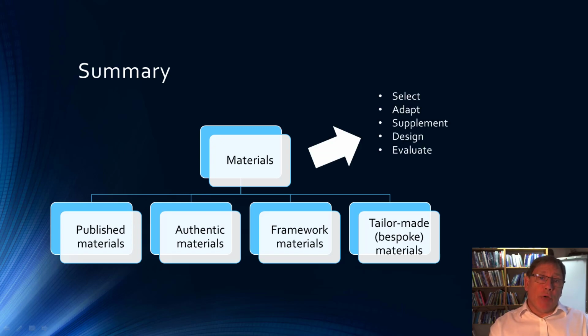When we get into the real world of business English, of course, what we need to be able to do is not just know and differentiate between the 4 types, but we need to know about how to select the right materials, how to adapt where necessary, how to supplement or add to these materials, how to design materials where necessary, and of course, how to evaluate our materials. But these are subjects for other videos.